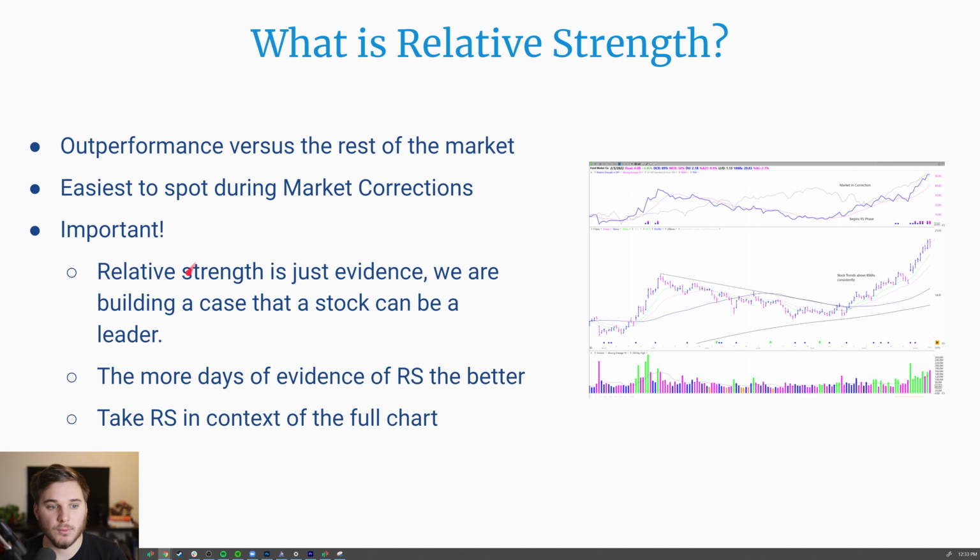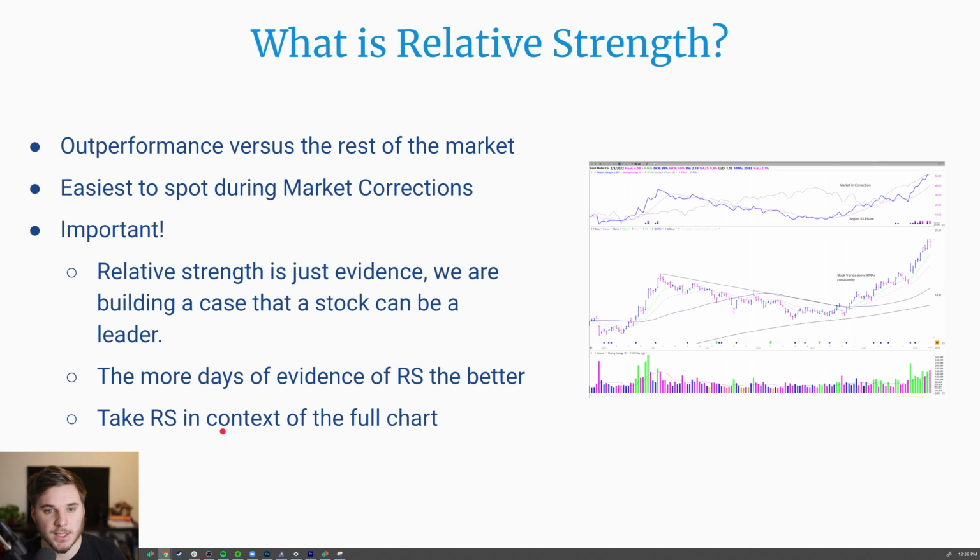And what's really important is that relative strength is just evidence. We are basically building a case that a stock can be a leader once the overall market resumes an uptrend and that overall pressure is lifted off all the stocks in the market. And the more days of evidence of relative strength, the better within a correction. Also, you want to make sure that you're considering the full chart and the context of this stock and its trend when you're determining whether something is showing relative strength or not.